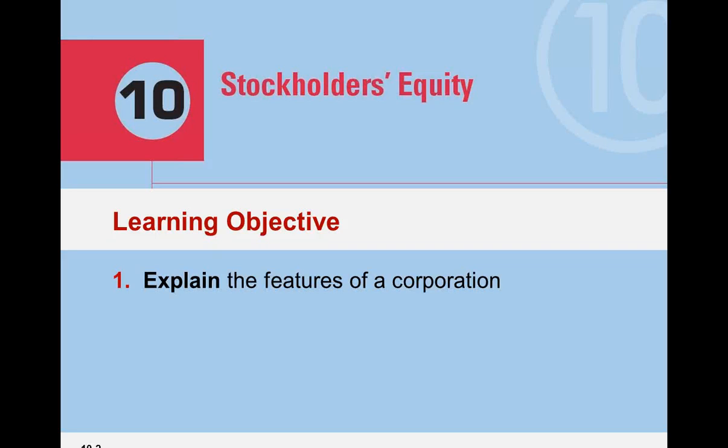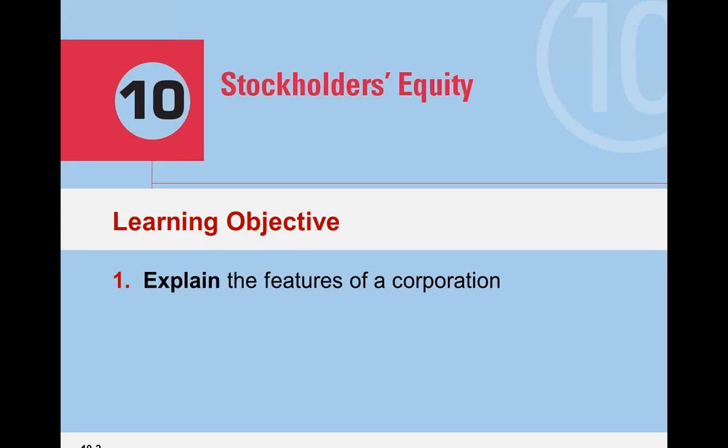Third objective, to show how Treasury stock affects a company. Fourth objective, account for retained earnings, dividends, and splits. Fifth, to use stock values in decision making. And number 6, report stockholders' equity transactions in the financial statements.